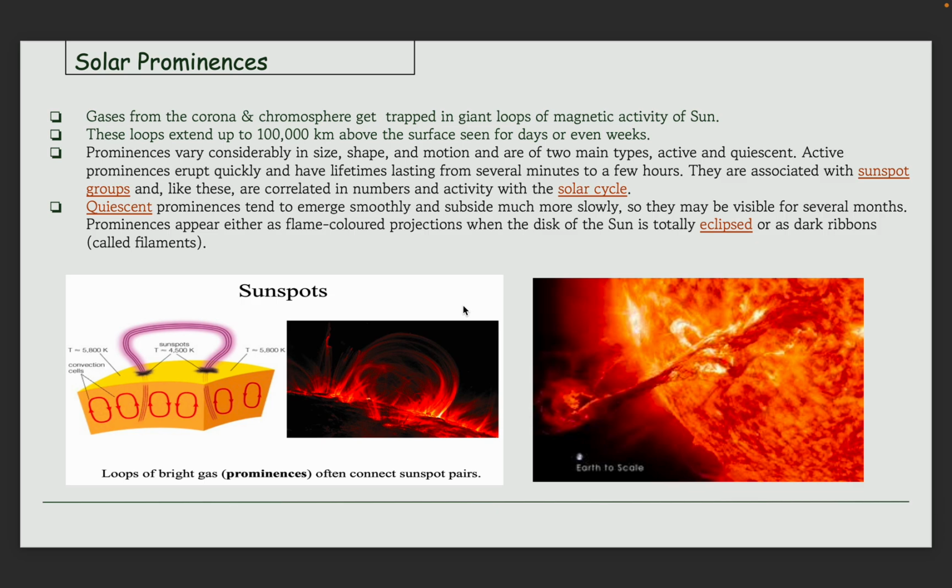Solar prominences vary considerably in size, shape, and motion, and there are mainly two types: active solar prominences and quiescent solar prominences. Active solar prominences erupt quickly and have lifetimes lasting from several minutes to a few hours, and they are generally associated with sunspot groups, and are correlated with the solar cycle.